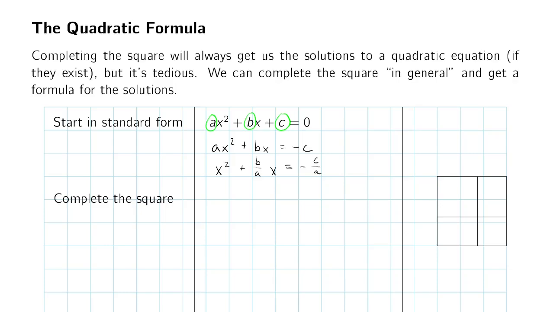Okay, now it's time to complete the square. And I'm going to do that off to the side here. So I'll have x squared plus b over a times x plus something equals x plus something squared. Going down to my square here, I've got x squared in the big square in the top left. And then for my two small rectangles, I want to split my b over a equally between those. So I'll say b over a divided by 2. That's b over a times a half. That's b over 2a. So each of these little rectangles will have b over 2a times x.